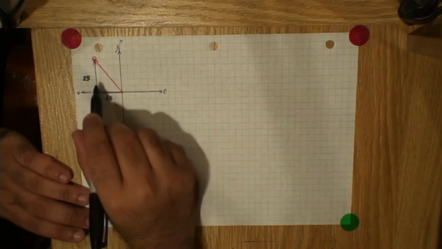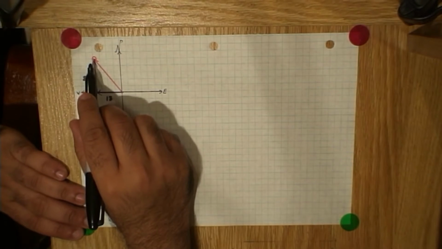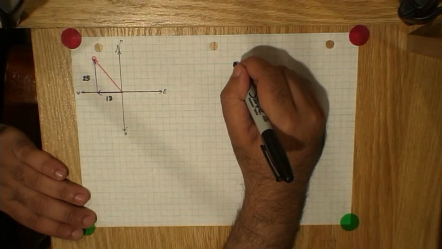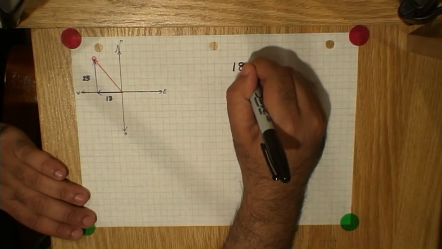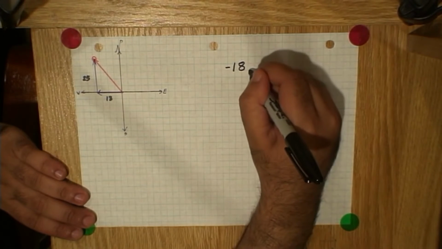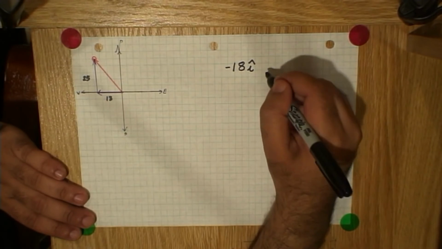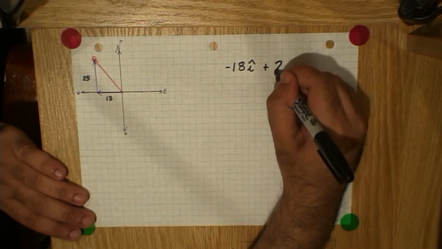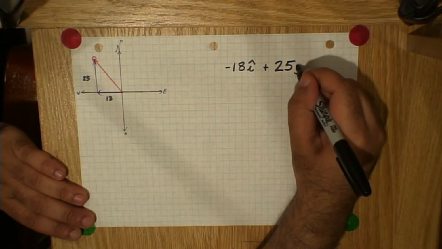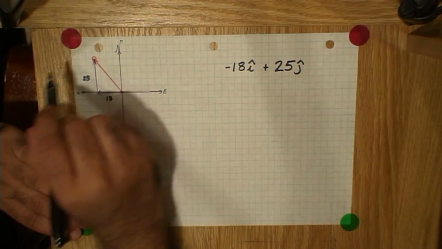Our position, where we've ended up, is negative 18 i hat, it's 18 to the left, plus 25 j hat, that's 25 to the north.